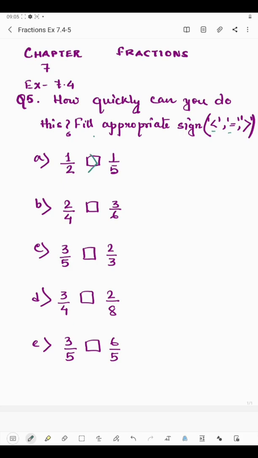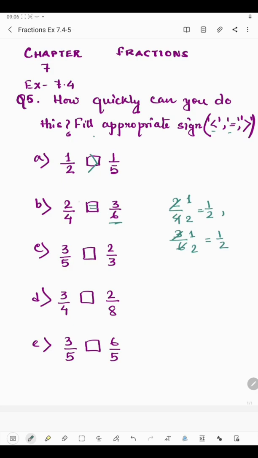Here in the next part we have 2 by 4 and 3 by 6. We will have to put the appropriate sign here. So here we can see that the denominators are not the same. So in this case, either we will make the denominator the same or we will convert it into reduced form. If we convert this into reduced form, 2 ones are 2, 2 twos are 4. So we will get 1 by 2. And if you reduce 3 by 6, then we will get 3 ones are 3, 3 twos are 6. So we will get 1 by 2. So both are equal. Okay, so we will write the equal sign.